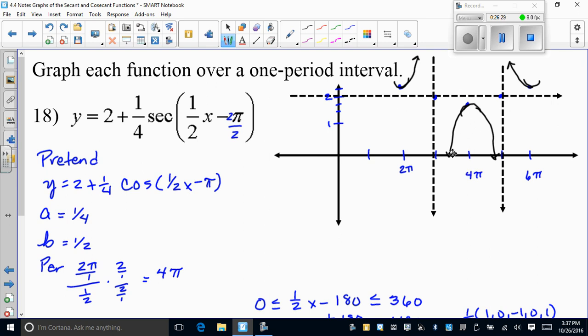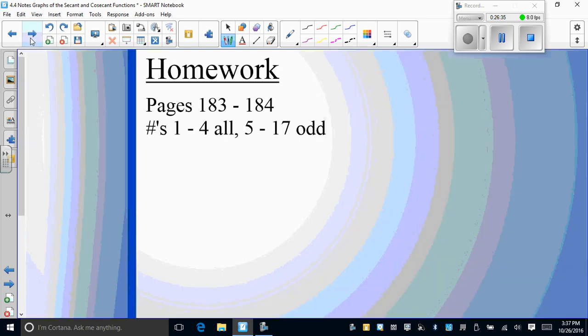Unfortunately, this one took a good 30 minutes as well. There is the homework. I am not changing or adjusting the homework, so there you guys have it.